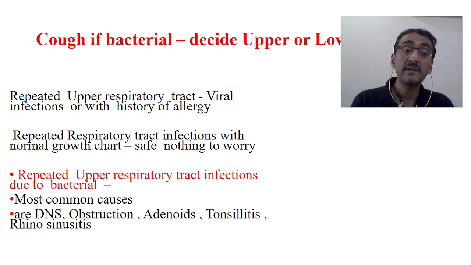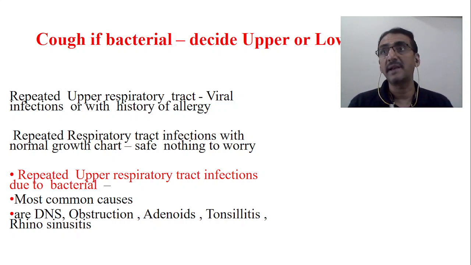But if the repeated respiratory infections are because of bacteria, okay, repeated upper respiratory infection is there, the cause is bacterial. What to do? The most common causes of bacterial upper respiratory infection with cough are: a deviated nasal septum, any other obstructions, adenoids, tonsillitis, rhinosinusitis or sinusitis, etc. These are the most common causes.